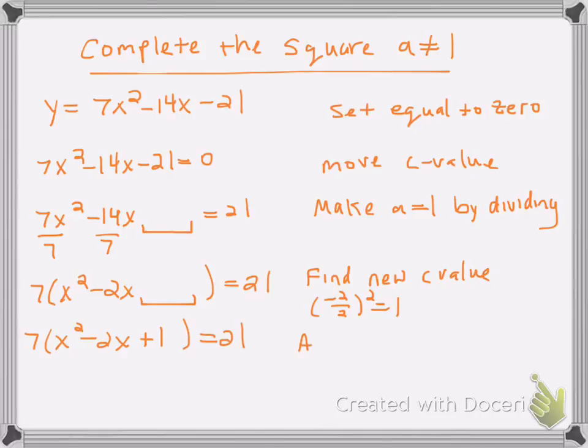Now remember, we're not just adding 1 to that side. We have a 7 on the outside of that parenthesis, so when I distribute the 7 through, we end up getting a plus 7. So really what I'm going to do is add 7 to both sides. I added 7 to the first side already when I put that plus 1 inside the parenthesis, so I have to add 7 to the other side. Now we just keep moving on. Here's our equation: 7 times x squared minus 2x plus 1 equals 28.